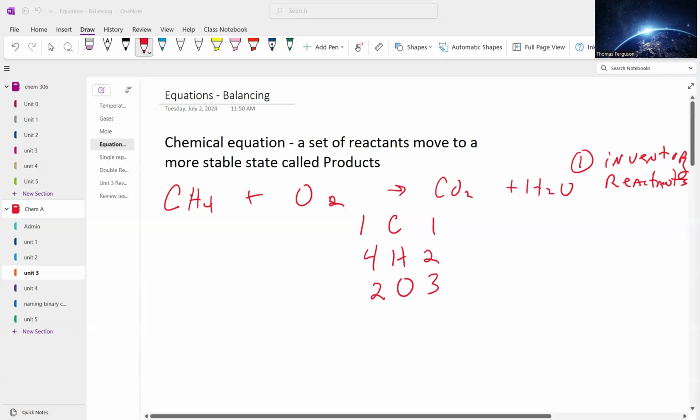Now, when we do the inventory, we are going to conserve mass at the same time. But it's hard to conserve mass. It's easier when you do it by atoms. That's why the balanced equation is about atoms.